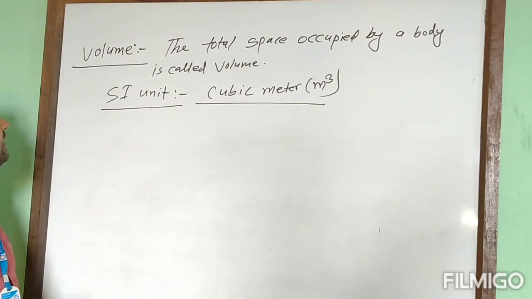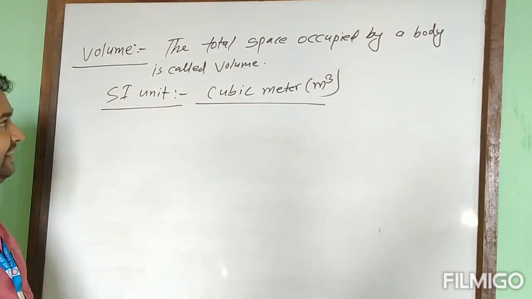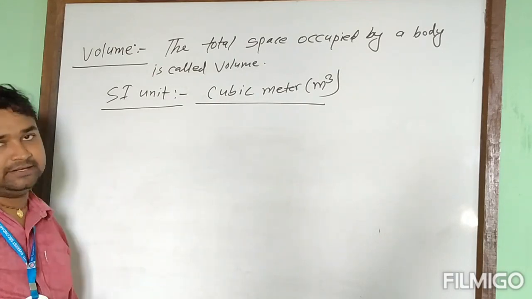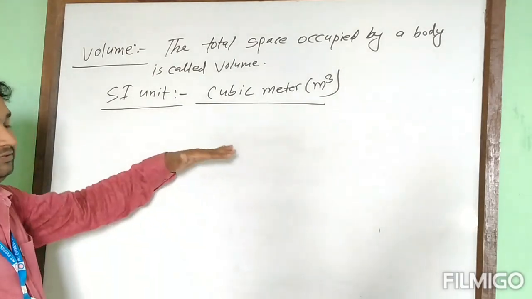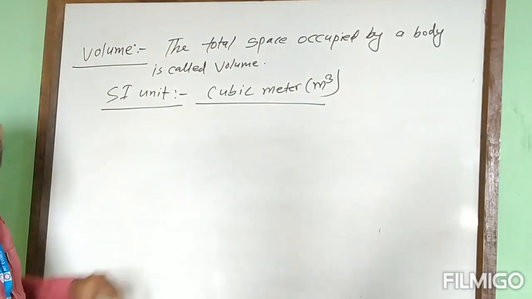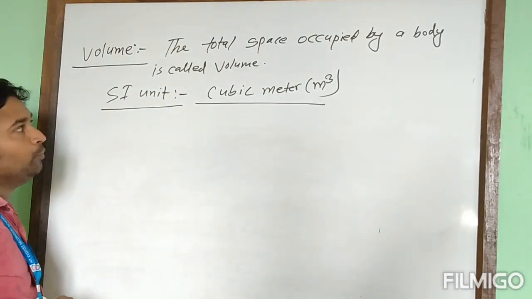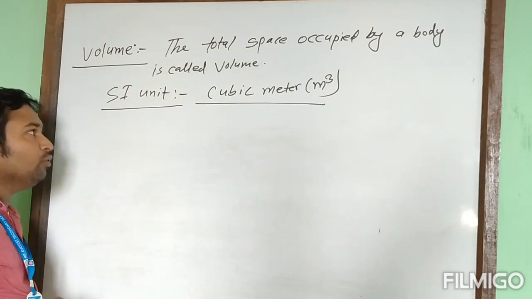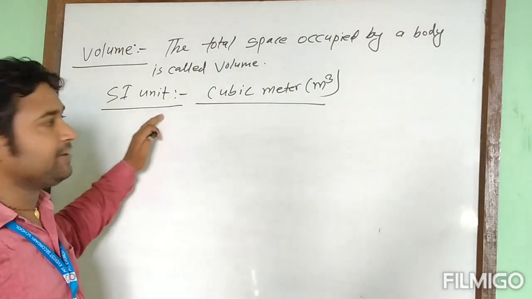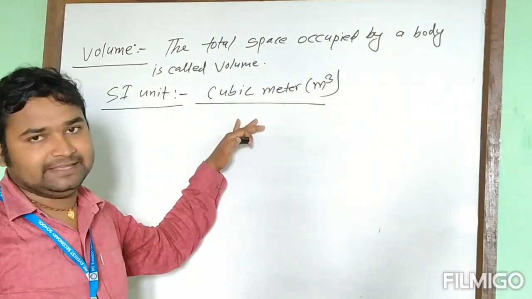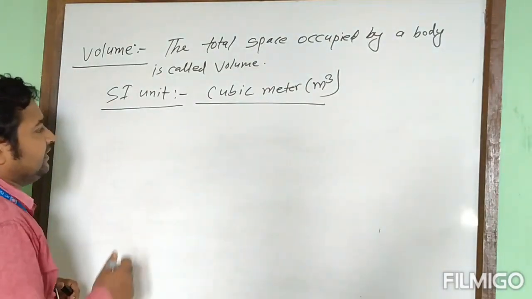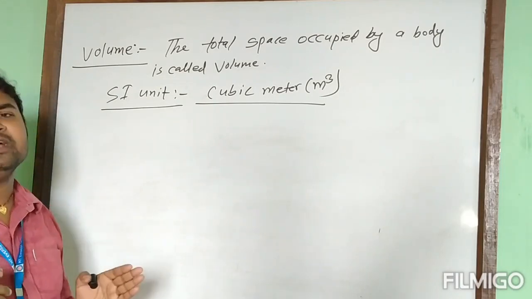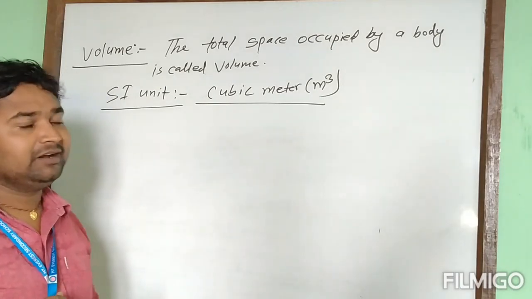Okay. Now let's talk about the volume. What is volume? In the previous class I already gave you some information about volume. The total space occupied by a body is called what? Volume, and its SI unit is cubic meter. Now, how do we calculate the volume of regular and irregular bodies?